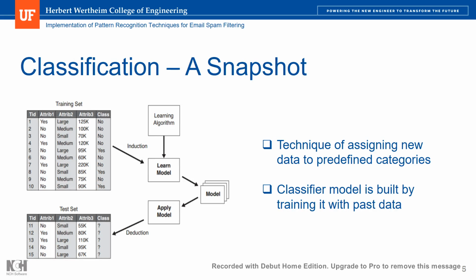Now let's understand how classification works, as we need to use this methodology to classify emails as spam or ham. It is a technique of assigning newly observed data to one of a predefined set of categories. In our case, newly observed data would be an incoming email, maybe spam or ham, and the predefined categories would be spam and ham. The classifier model is built by training it with past data to identify if a mail is spam or ham based on various attributes like the sender, the subject line of the email, or frequency of certain characters or words, and so on.